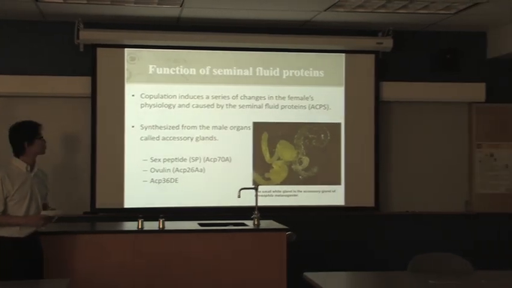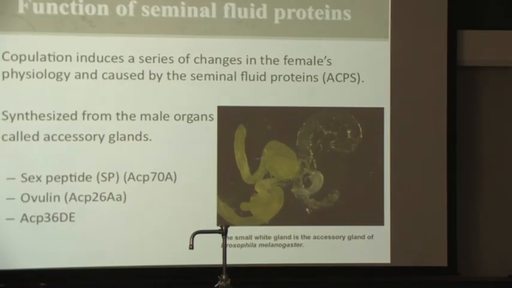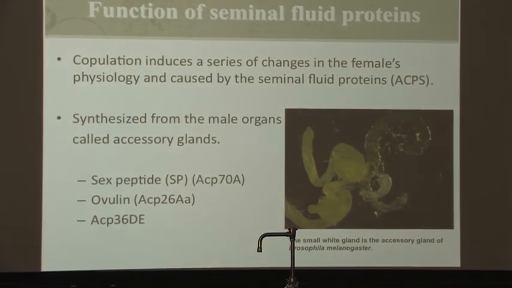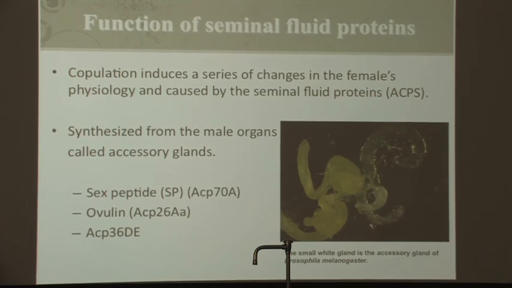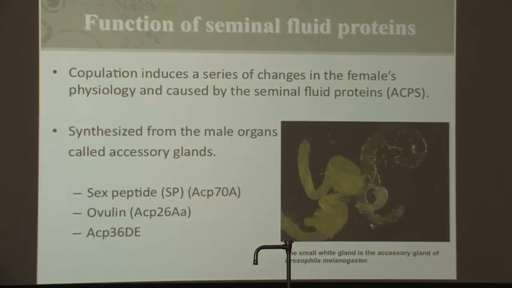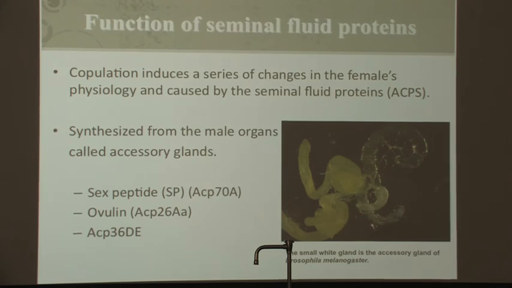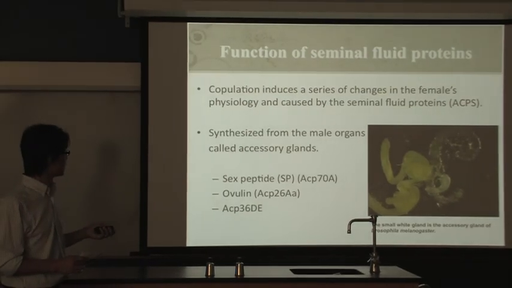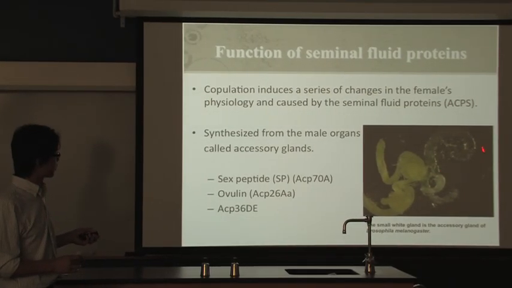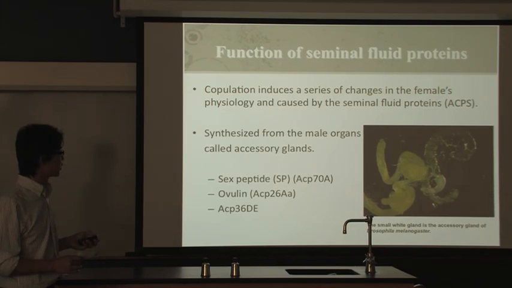Next, I want to talk about the function of the seminal fluid protein. In the case of Drosophila melanogaster, copulation induces a series of changes in the female's physiology. These changes are caused by seminal fluid proteins transferred from the male to the female along with the sperm during copulation. This kind of protein we call ACPs. These ACPs are synthesized in the male organ called the accessory gland. This photo shows the accessory gland. This pair of small white grains is the accessory gland.